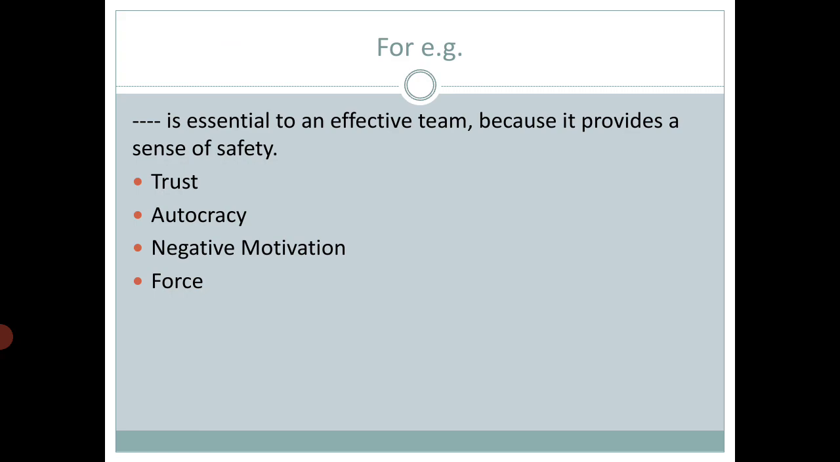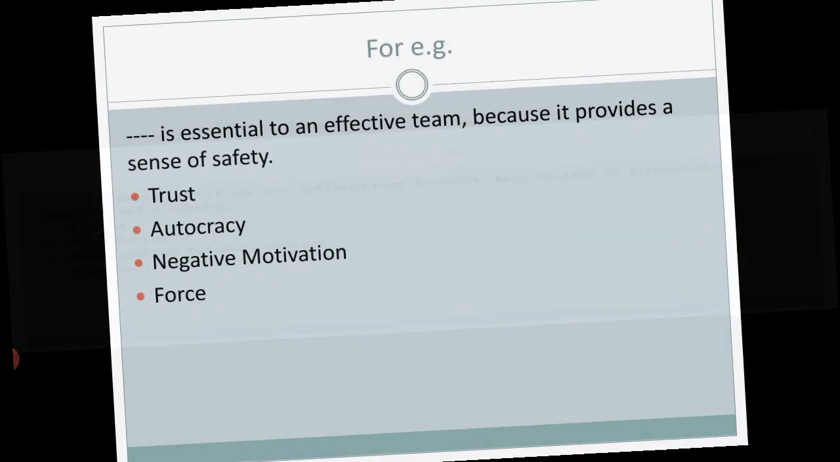So here also, to have an effective team, when it comes to sense of safety, it is trust. See, autocracy, no, autocracy doesn't last into trust. Negative motivation, no. If someone is giving you negative motivation, can you share something with that person? Never. You will never share, right?